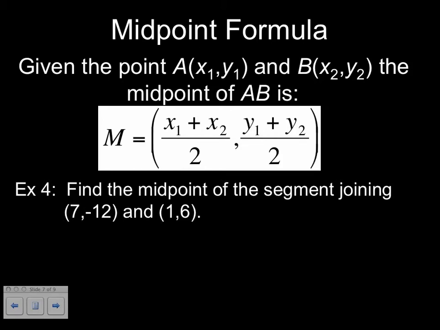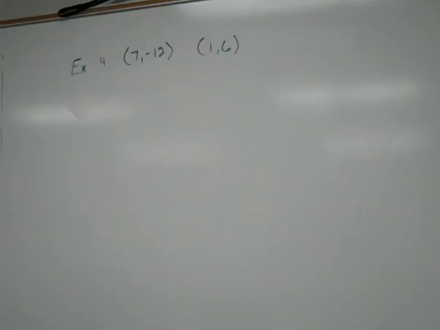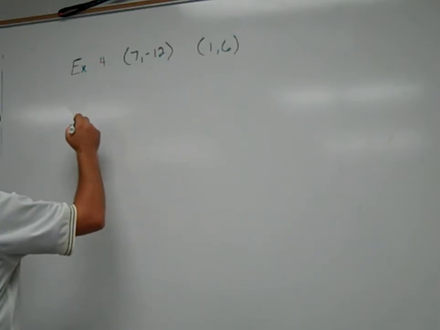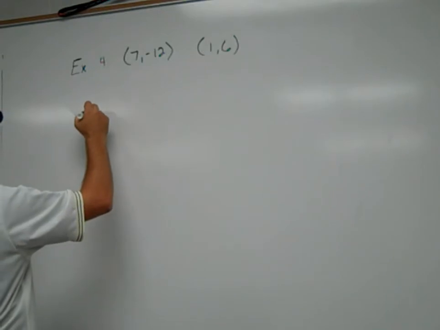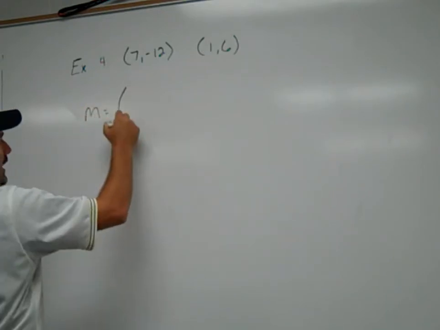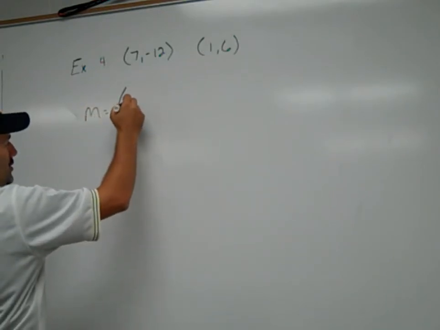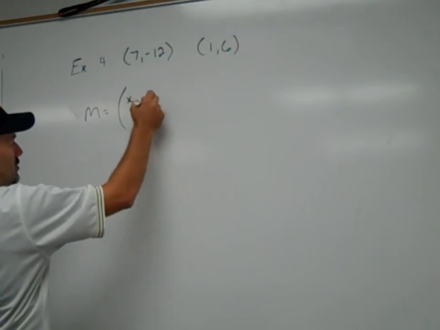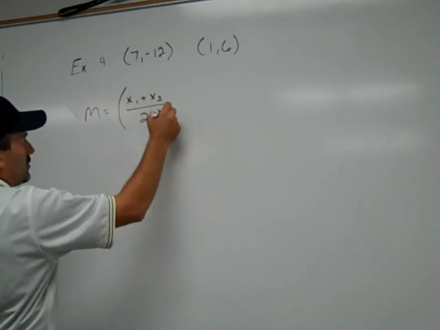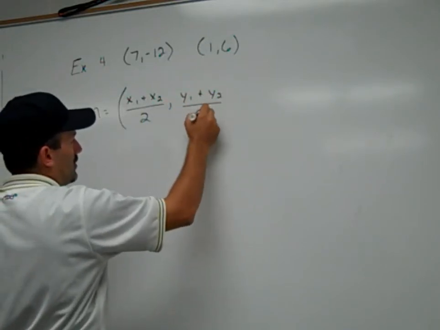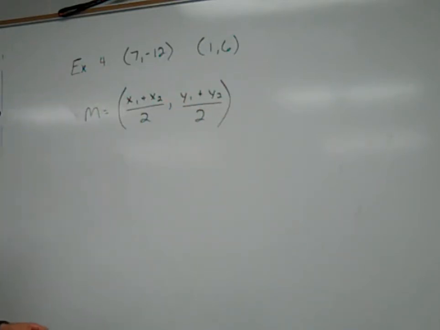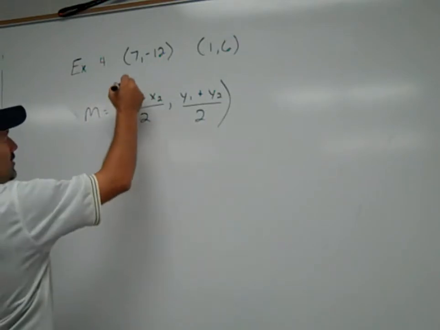Now we'll take a minute to find the midpoint of the segment that joins 7, negative 12 and 1, 6. Okay, in example 4, we're supposed to find the midpoint, or the point that's halfway between these 2 points. So using the midpoint formula, the midpoint for the x-coordinate is going to be x1 plus x2 divided by 2, and the y-coordinate will be y sub 1 plus y sub 2, also divided by 2.